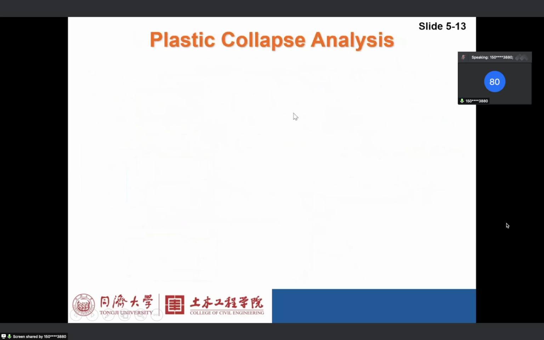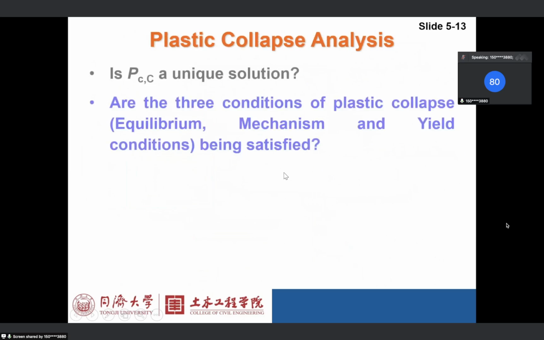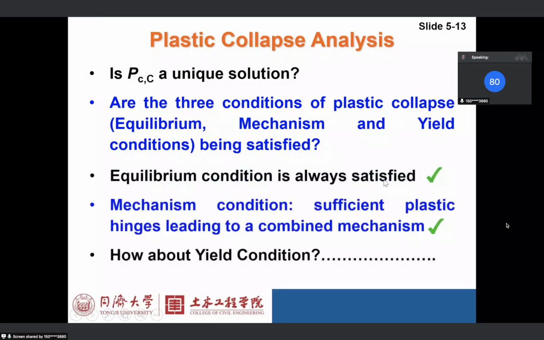So now let's prove this one is a unique solution. Okay, PCC has the smallest value, but is this a unique solution? Again, we need to check 3 conditions: equilibrium, mechanism, and the yield. Equilibrium condition is always satisfied.